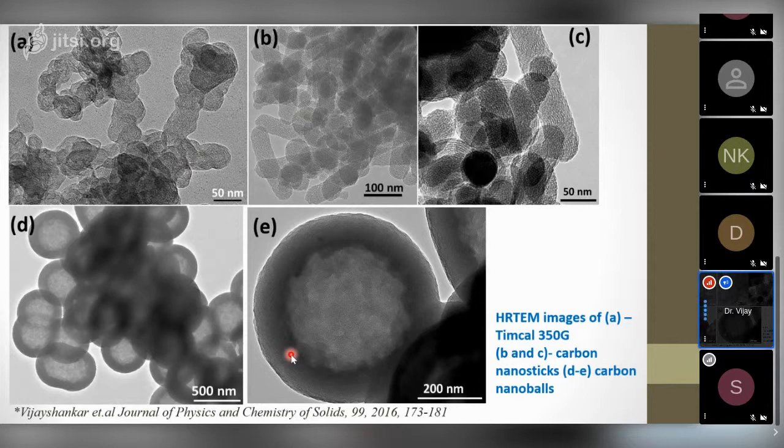When I was working, I just tried synthesis with different microwave treatments and got different structures, from particles to quantum dots to nanosticks in amorphous form and nanoballs. So I have tried a wide combination to get all these structures.